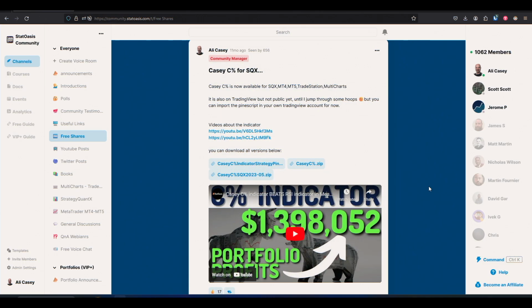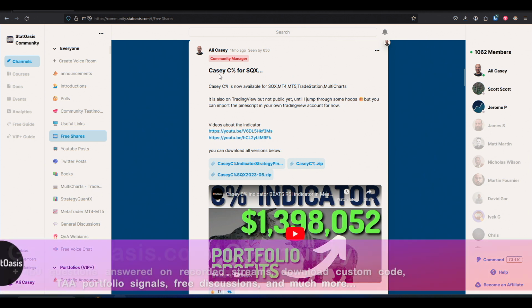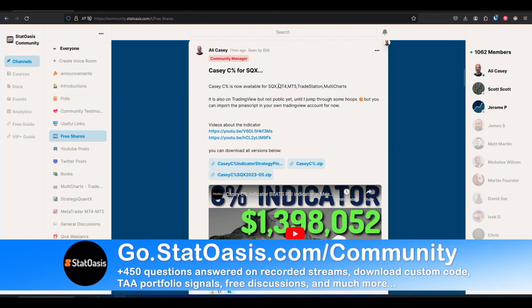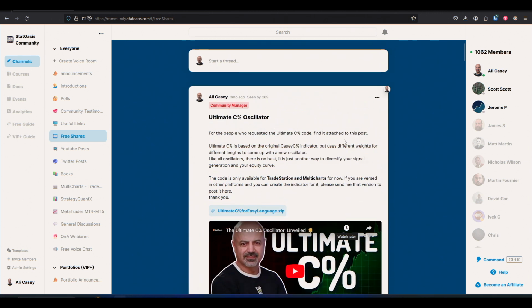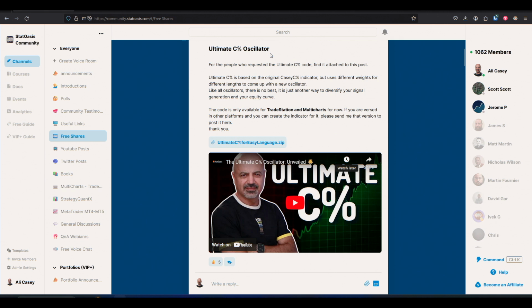Now, both indicators are available for free on many platforms. So if you go to the StatOasis community to free shares, you'll find this is KCC%. It's available for SQX, MT4, MT5, TradeStation, MultiCharts, and TradingView. And of course, the code is open, so you can easily transfer it to other platforms. And then if you go above it a little bit, you'll see the Ultimate C oscillator. Currently, it's only available for EasyLanguage, but I'm working on making the code available on other platforms. Again, the code is open and you can easily port it to other platforms.